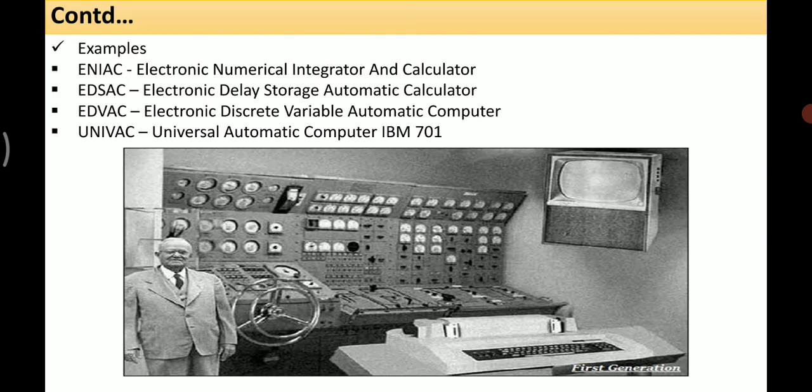A few of the examples of first generation computers are the Electronic Numerical Integrator and Calculator, that is ENIAC. We have the Electronic Delay Storage Automatic Calculator, that is EDSAC. Then we have the Electronic Discrete Variable Automatic Computer, that is EDVAC. Then you have UNIVAC, that is Universal Automatic Computer, and IBM 701. These are a few examples of first generation computers. In the image you can see a first generation computer.